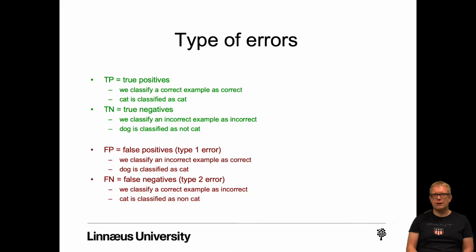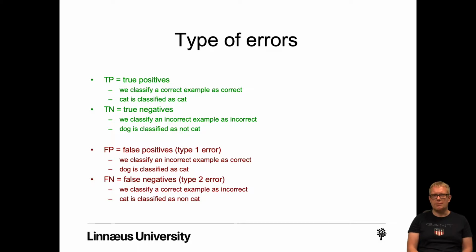The correct classifications can be of 2 types if we have a binary classification problem. We can have true positives: we classify a correct example as correct, so a cat is classified as a cat. And we can have true negatives: we classify an incorrect example as incorrect, so a dog is classified as not being a cat.